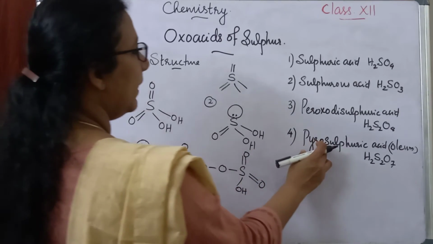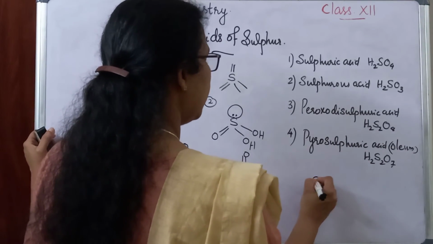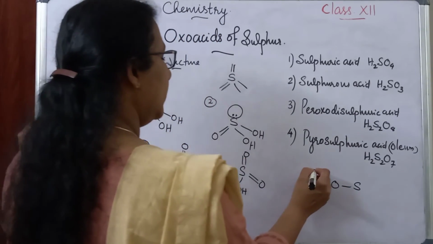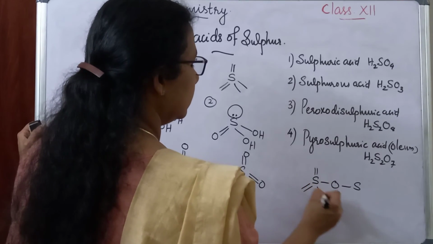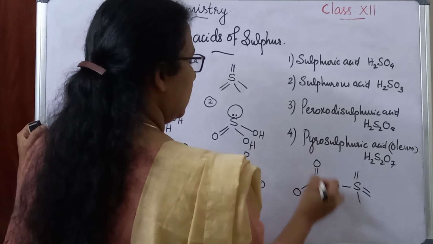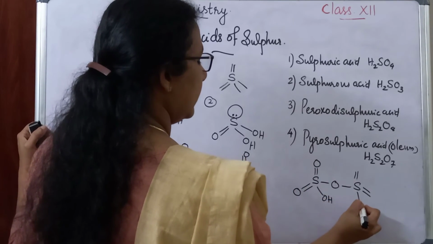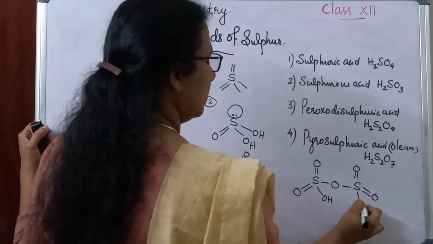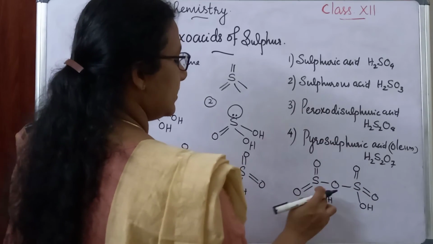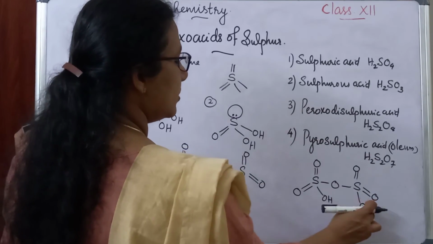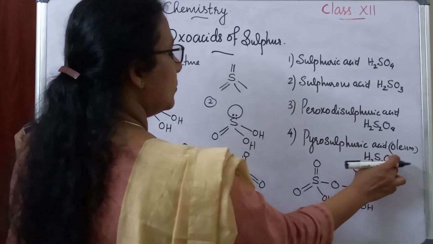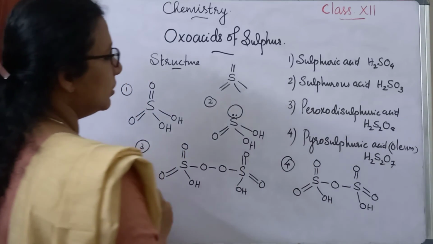Then the fourth one is pyrosulfuric acid. Here we can expect an SOS linkage. SOS linkage is here, and we can draw the rest of the bonds. Oxygen and hydrogen. Oxygen, OH. So SOS, that is for pyrosulfuric acid. Here it is H2S2O7. 1, 2, 3, 4, 5, 6, 7. So H2S2O7. This is the fourth structure.